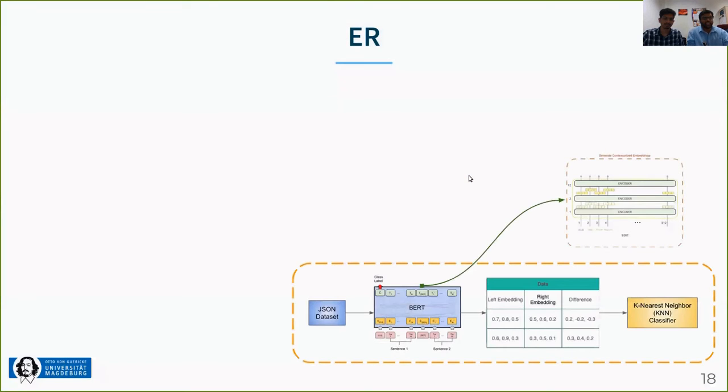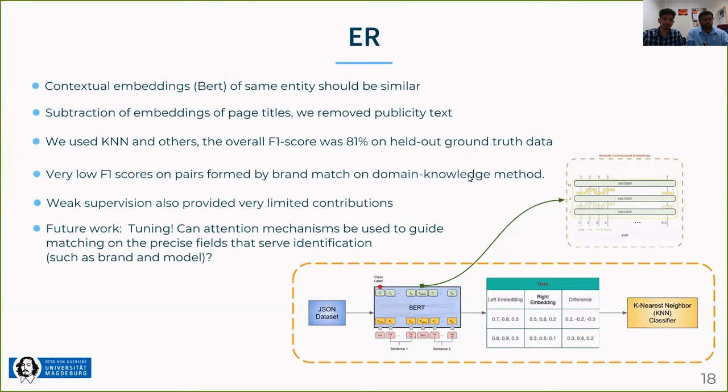Our assumption was that the title contained all the information required for entity resolution. We took the title of the ground truth and passed it to the pre-trained BERT to get the contextual embeddings. We subtracted embeddings of the page titles and got the representation of the relationship between them. And we also removed the publicity text.